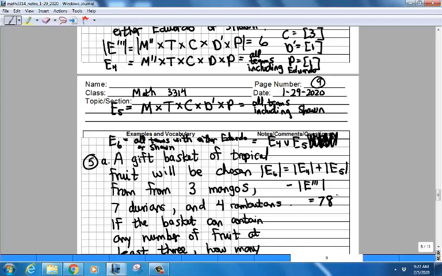All right, let's try another problem. This is kind of like building a team, but you'll see a little bit what the difference is. So a gift basket of tropical fruit is going to be chosen from this collection of fruit. You can choose from 3 mangoes, 7 durians, and 4 rambutans. Y'all can look those up if you're wondering about tropical fruits. Most people know mangoes. These two might be a little bit unfamiliar to you, but those are real.